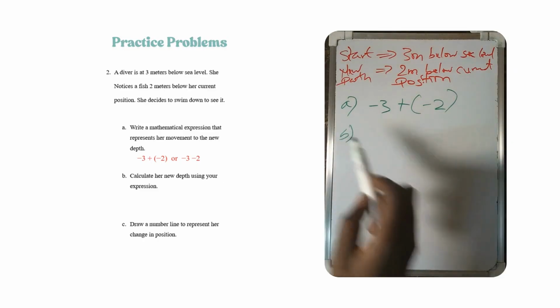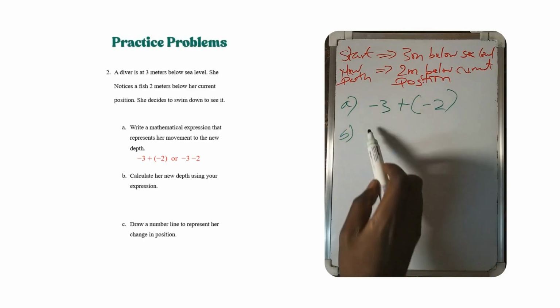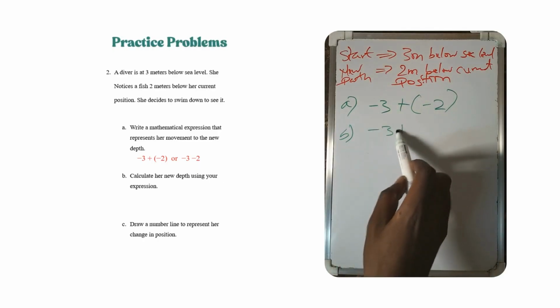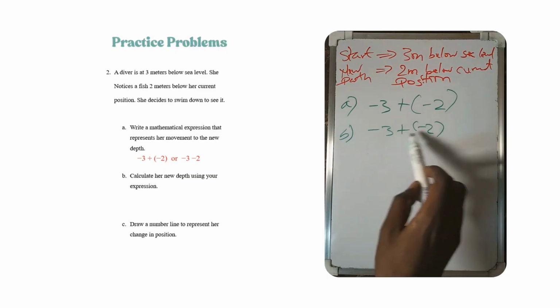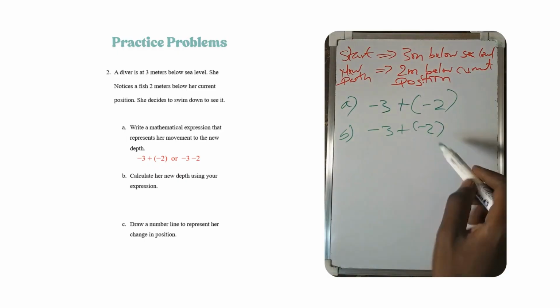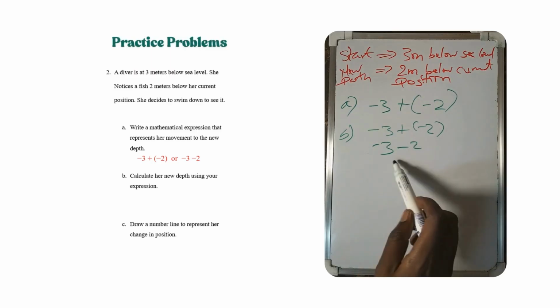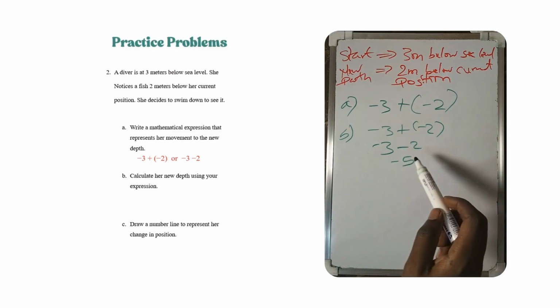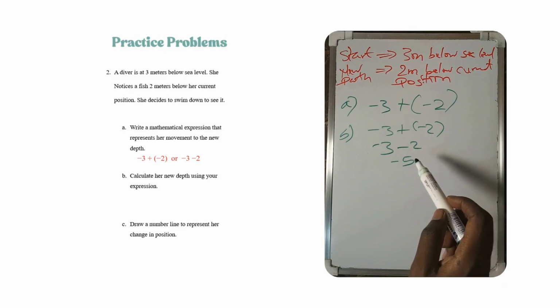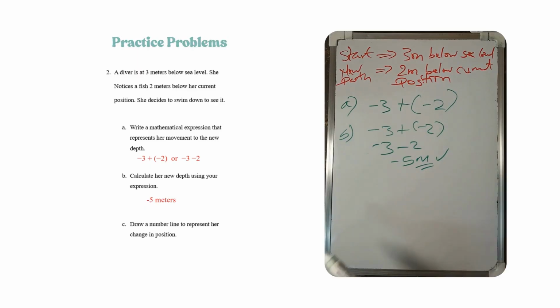And then for B, calculate the new position using the expression, that is negative 3 plus negative 2. When you add a negative integer, you move to the left, and that means you subtract, so it's negative 3 minus 2, which gives you negative 5 meters. Negative 5 meters, just below sea level.